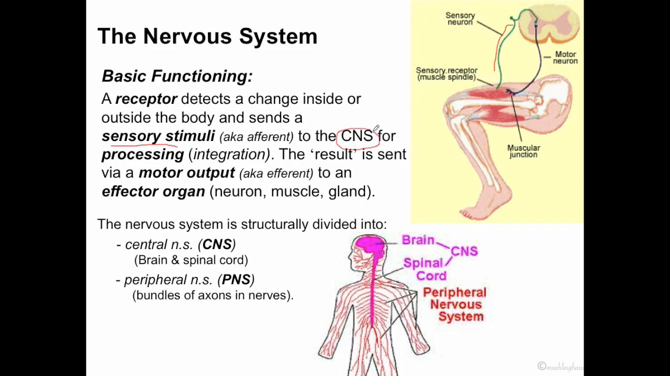That's the central nervous system. And there we're going to process that situation. We're going to look at what's up with what came in. And at the end, the brain or the spinal cord will have a result. And that result is sent via a motor nerve into an effector organ. Here, that's a muscle, and that muscle will contract. It's always a neuron, a muscle, or a gland.